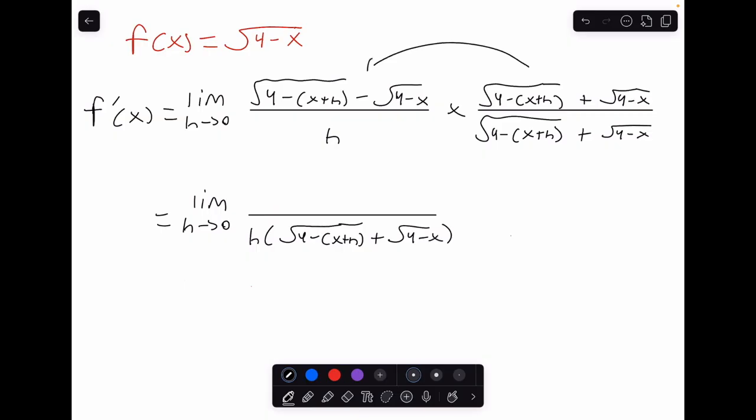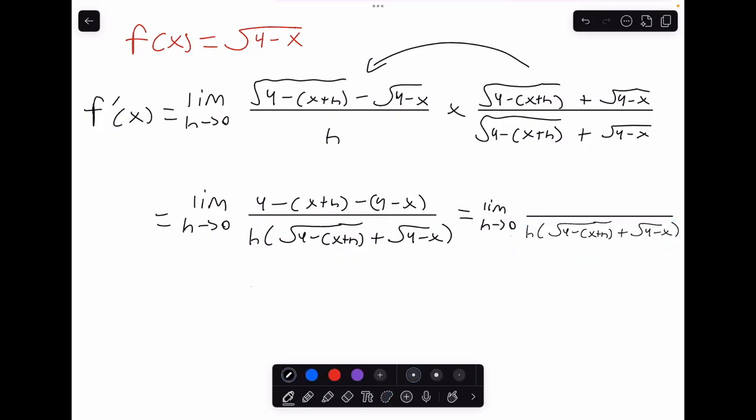Then we're going to do the numerator. Basically, we just get rid of the square roots. So (4 minus x plus h) minus (4 minus x), in brackets. Let's distribute those negatives in. Okay, so 4 minus x minus h minus 4 plus x.